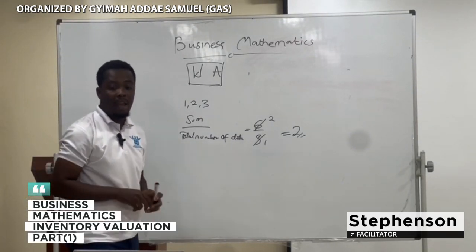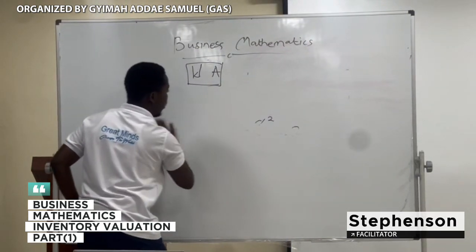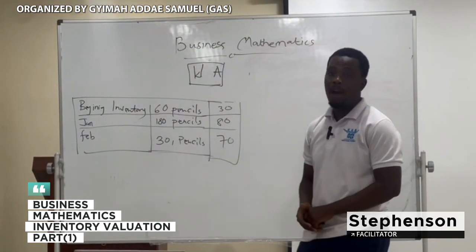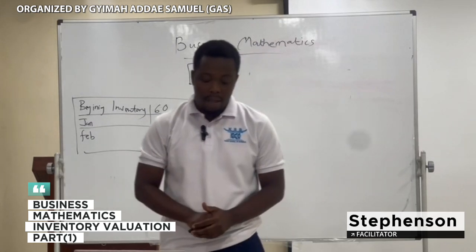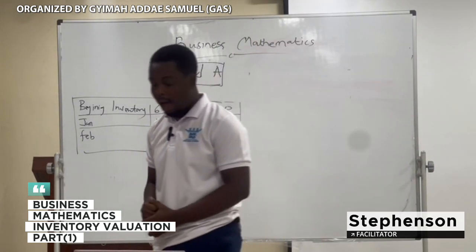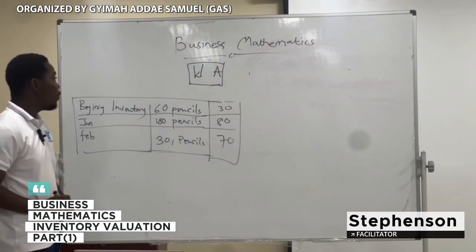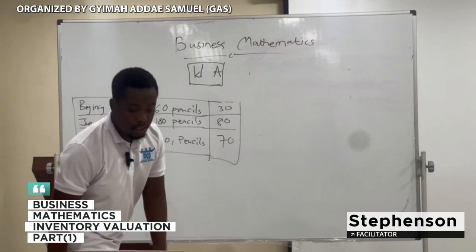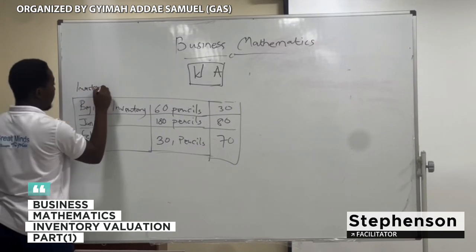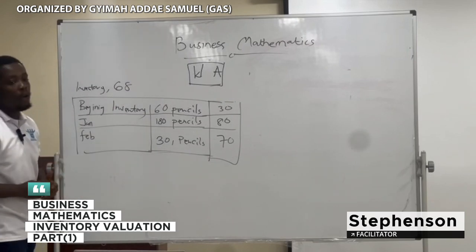So now let's try and value our inventory using the weighted average. Okay, so let's use this table to value our inventory using the weighted average. With this example, let's say after selling everything, we're left with our inventory being 68. You get it? So let's try and value our inventory here.